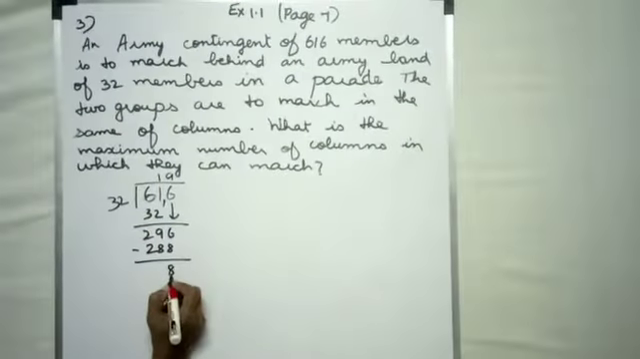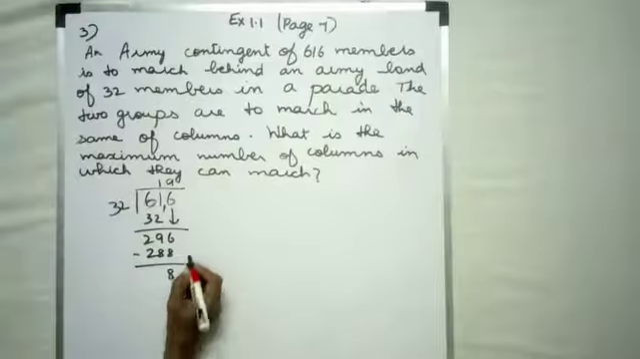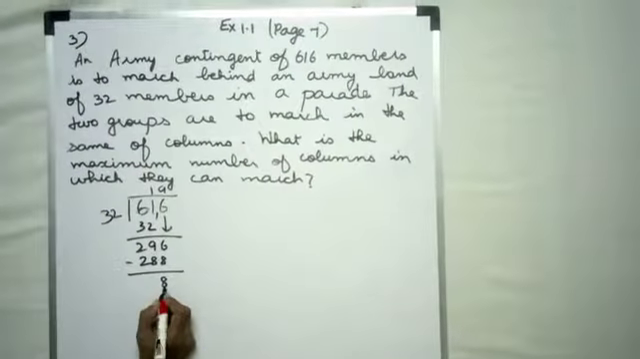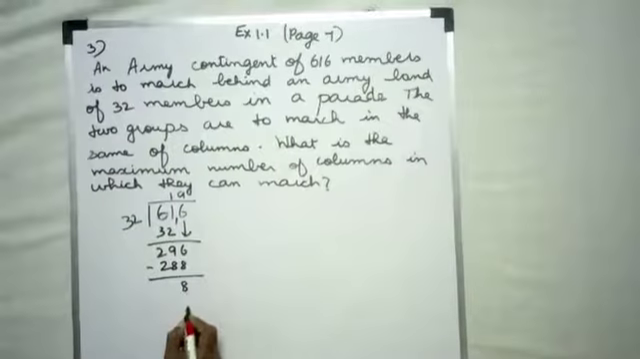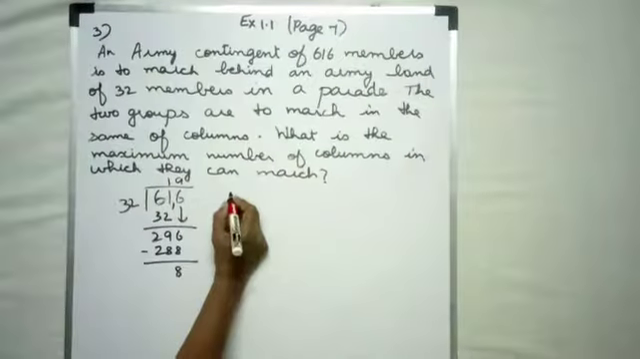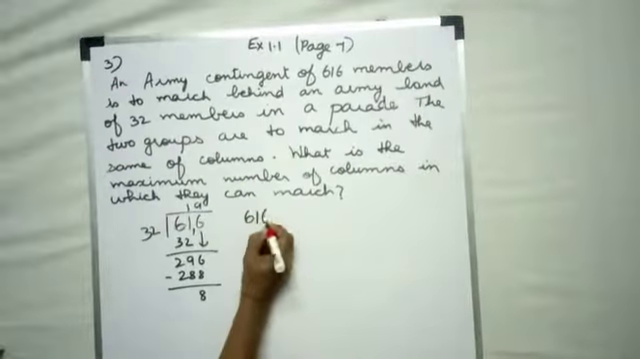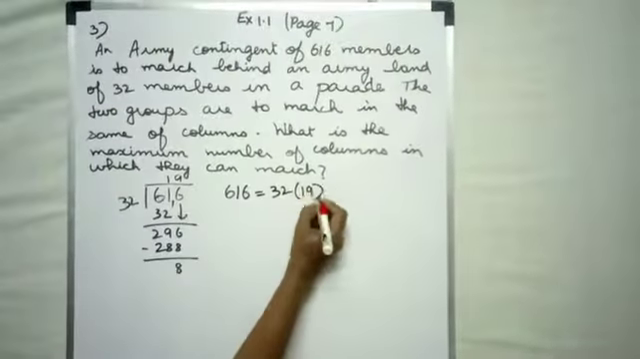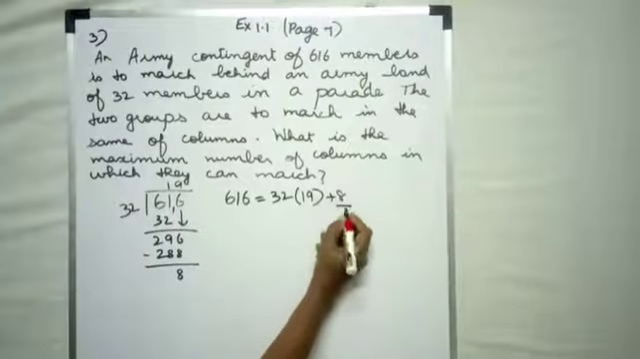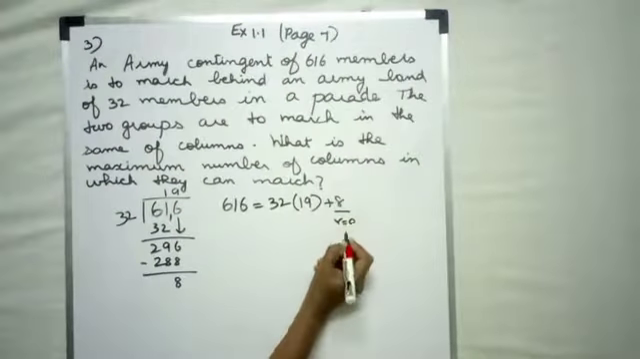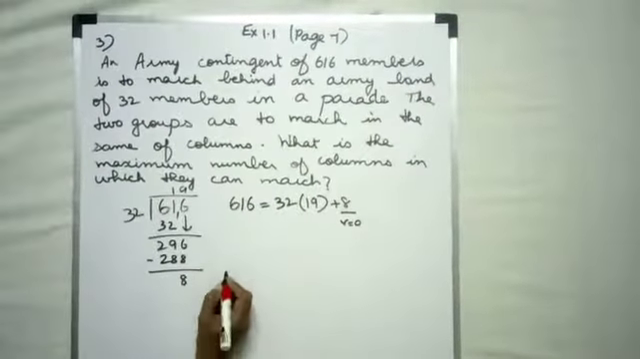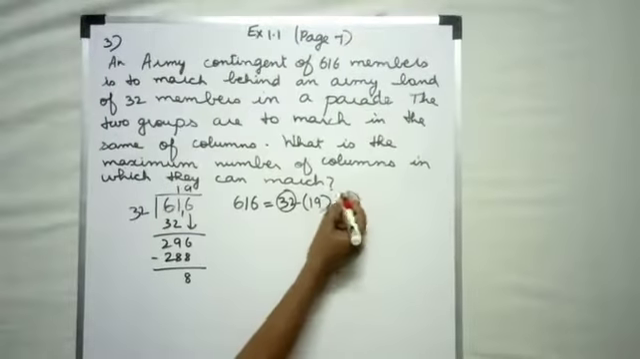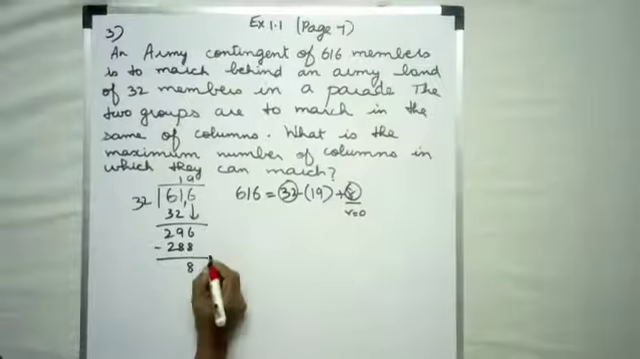Your remainder is 8. Now, using Euclid's division lemma, we are finding the HCF. Until we get the remainder 0, we have to proceed. So, as per Euclid, 616 is equal to 32 times 19 plus 8. This is our R. This R should become 0 to get the HCF. Now let's consider these two numbers to proceed with the steps.